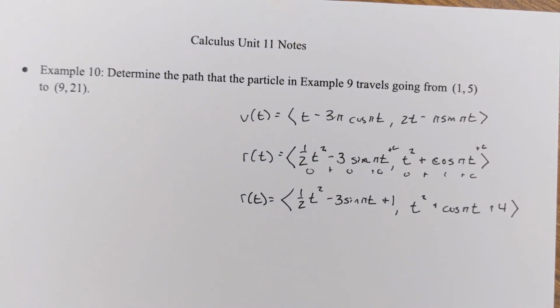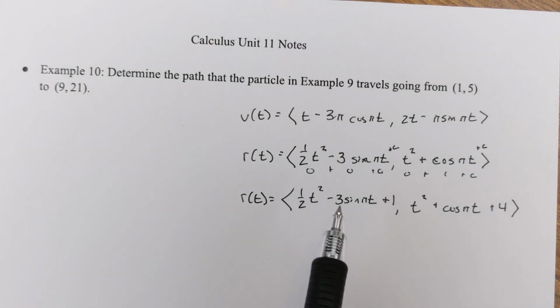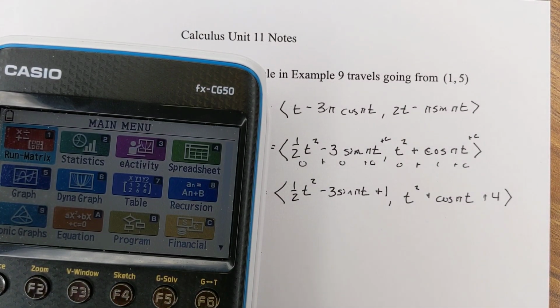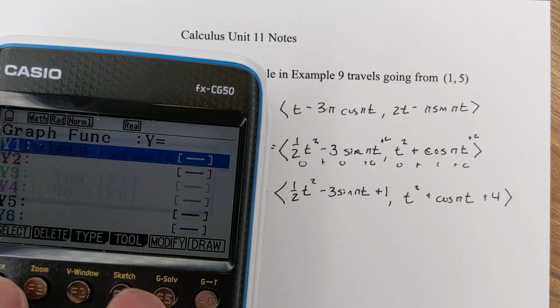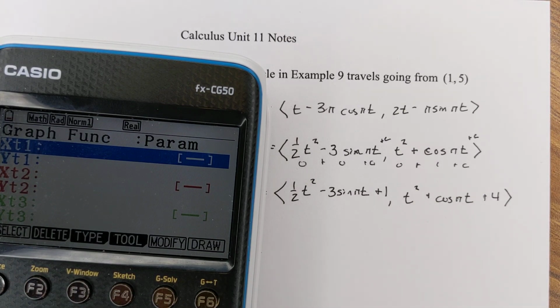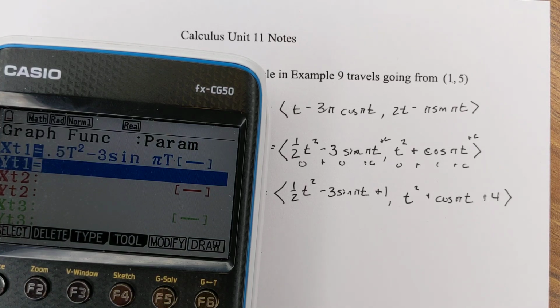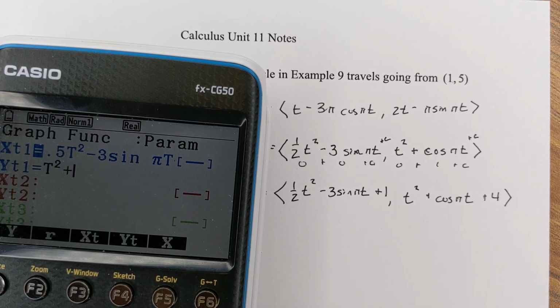position vector. And then if you graph this as an ordered pair parametrically, you would get the path that the thing takes. Let's see if we can find it. Delete, type parametric. So the x value is 0.5t squared minus 3 sine pi t plus 1. The y value is t squared plus cosine pi t plus 4.